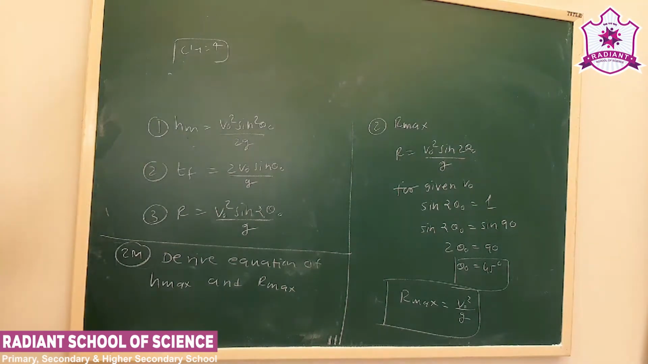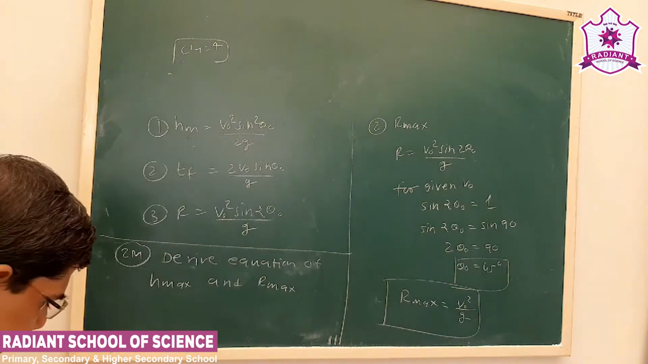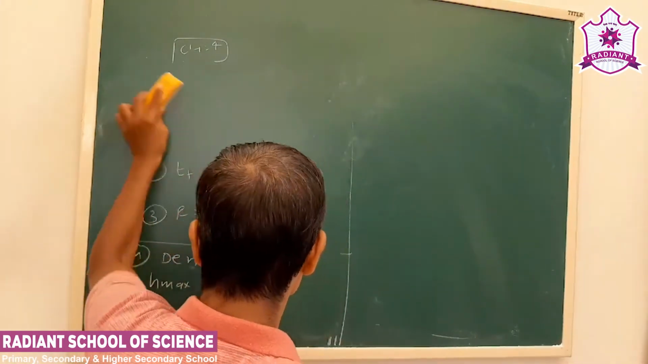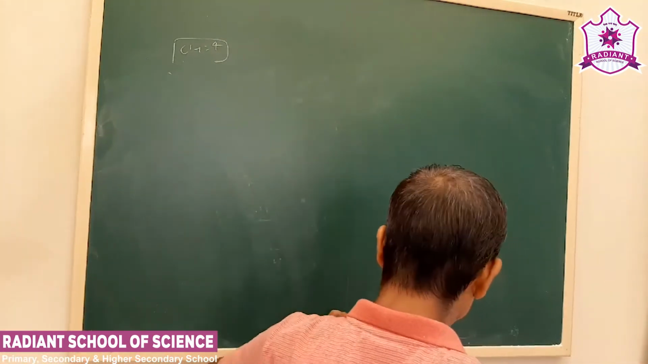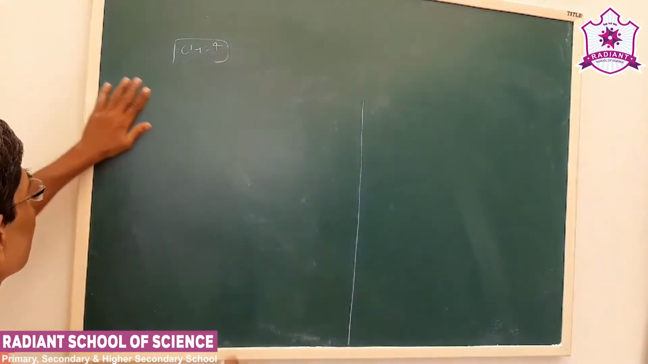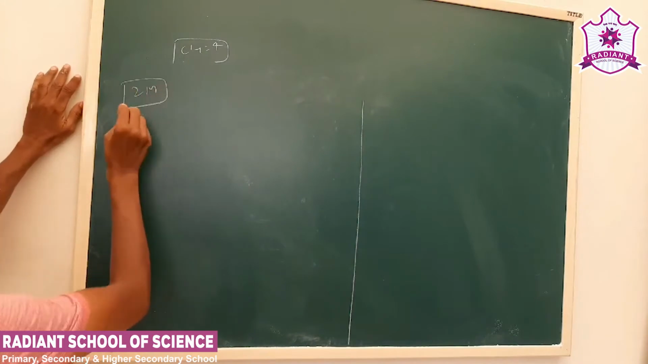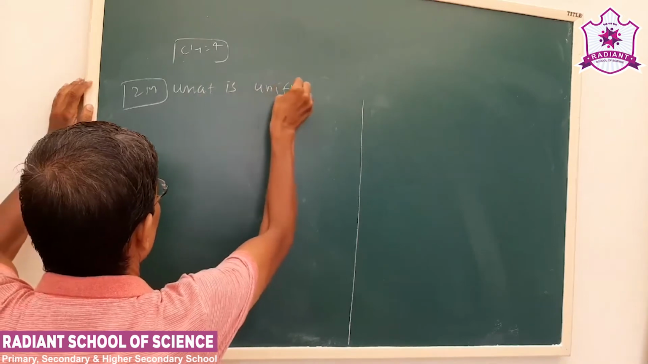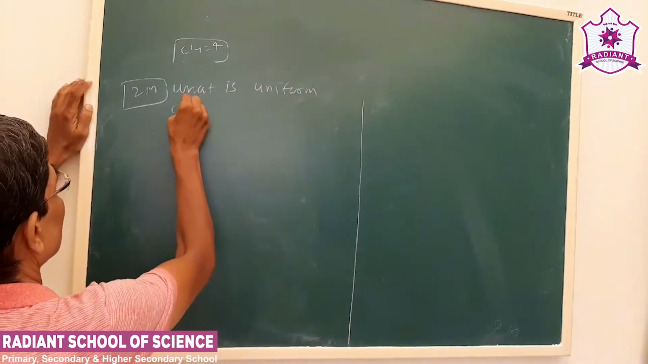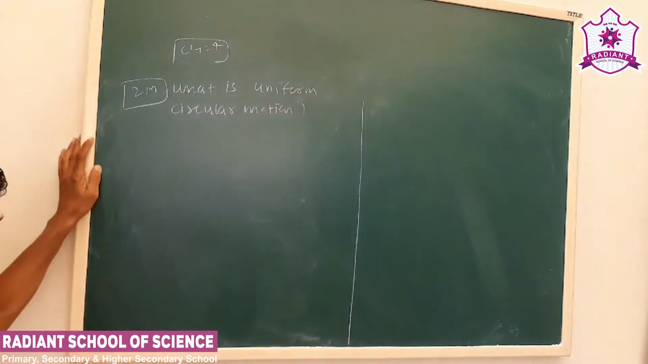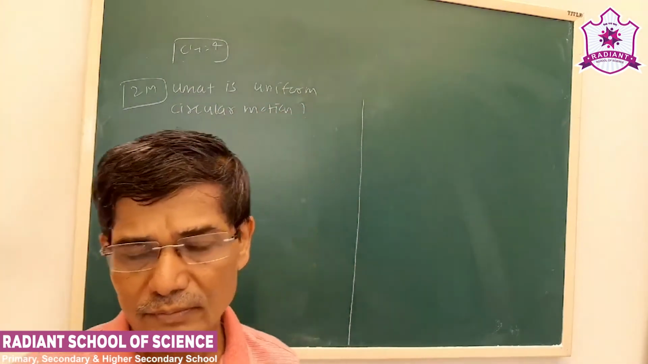Now see, the last theory remaining for this lesson is uniform circular motion. In the earlier standard also we studied this, but now with some better insight. It is a very useful theory. See, our next question is like this. What is uniform circular motion?